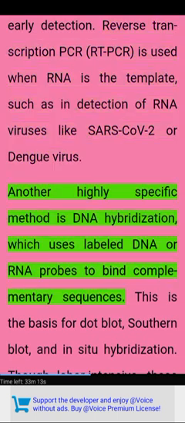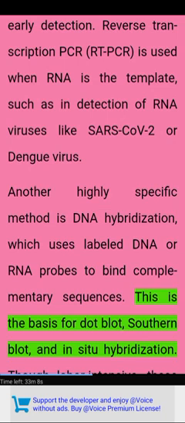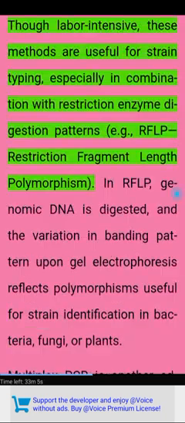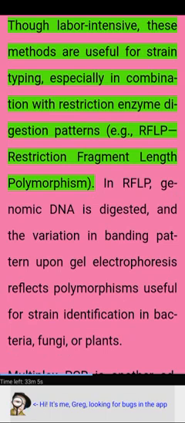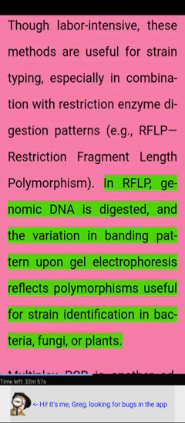or dengue virus. Another highly specific method is DNA hybridization, which uses labeled DNA or RNA probes to bind complementary sequences. This is the basis for dot blot, Southern blot, and in situ hybridization. Though labor-intensive, these methods are useful for strain typing, especially in combination with restriction enzyme digestion patterns, e.g., RFLP, restriction fragment length polymorphism. In RFLP, genomic DNA is digested, and the variation in banding pattern upon gel electrophoresis reflects polymorphisms useful for strain identification in bacteria, fungi, or plants.